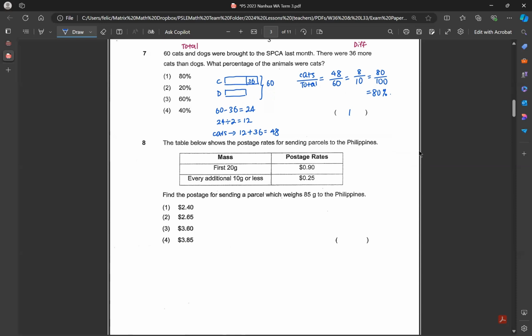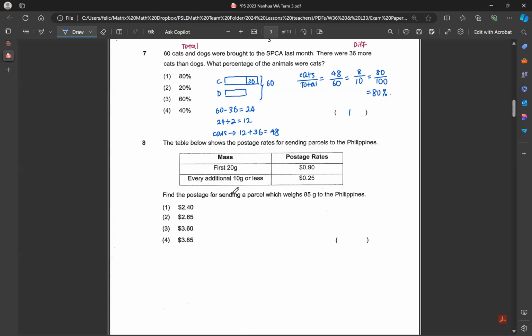Okay, question 8. So the table shows the postage rates for sending parcels to the Philippines. Okay, so take note there are 2 different types of percentage presented here. First 20 grams, they charge you 90 cents flat. After any weight that's exceeding the 20 grams, this is where they start to break it down into different sets of 25 cents. So every additional 10 grams or less is 25 cents charge.